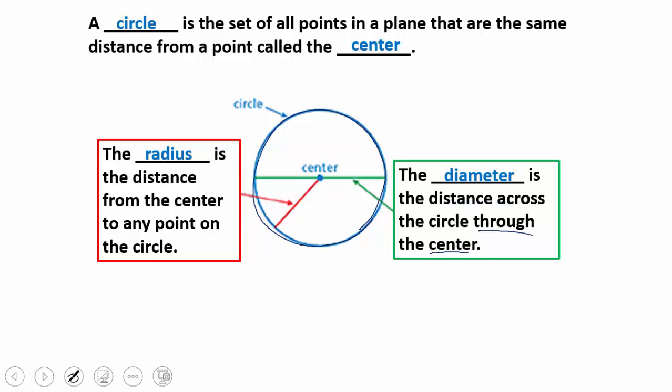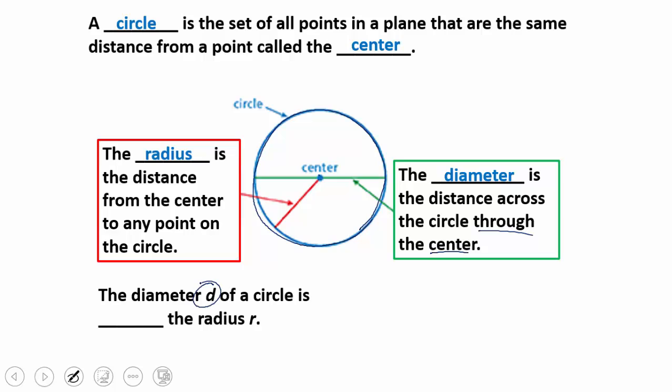Now there's some parts of those two that we need to know. This radius and the diameter have a relationship. The first relationship we need to talk about is that the diameter, we call that D, is the diameter of the circle, and it is twice the radius. And we can write a formula for that: D, the distance, is equal to 2 times the radius. So 2 radii is equal to the diameter of a circle.